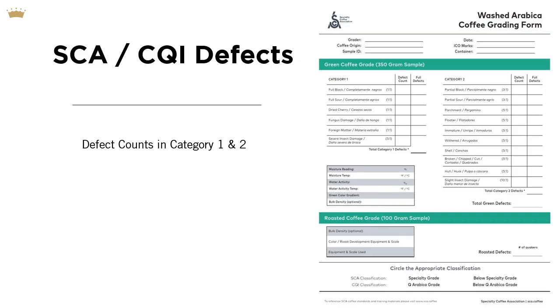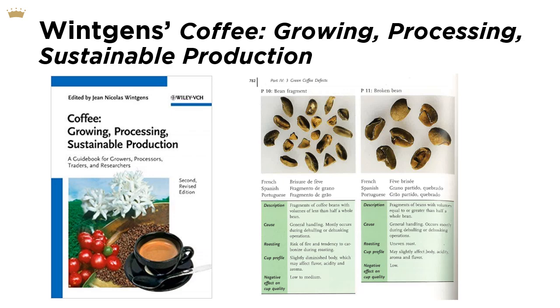And then on the right side in that category 2 section, you'll see how all these different categories of less severe defects are typically in the range of 3 to 5 counts to equate to a single defect in that category. One other resource in this regard that's pretty useful, and in fact I've leaned pretty heavily on it for the categorization of this class, is Jean-Nicolas Wintgens' Coffee Growing, Processing, and Sustainable Production. It's a textbook and it's quite dense, but it is a really invaluable resource.